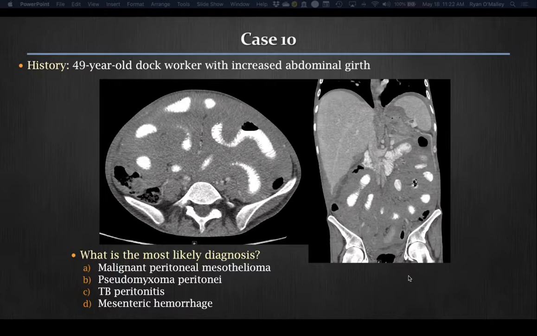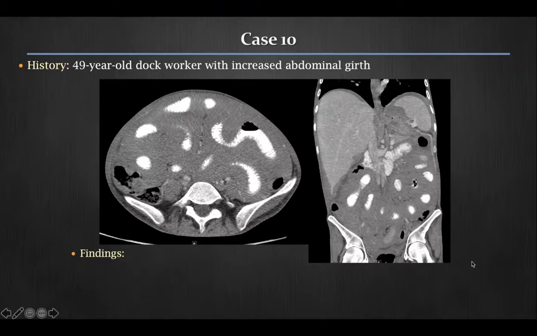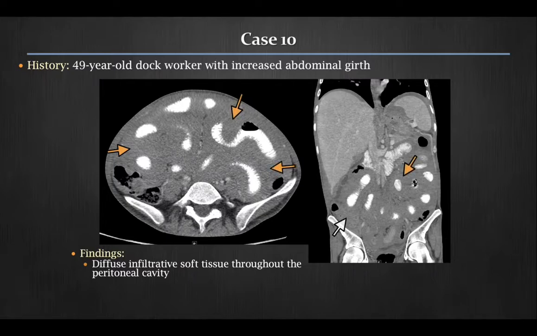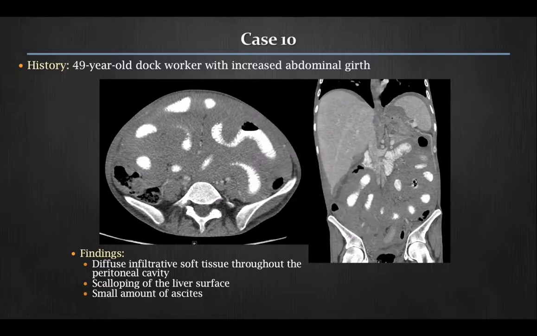This was a 49-year-old dock worker with increased abdominal girth. The findings for him: diffuse infiltrative soft tissue throughout the peritoneal cavity, with some soft tissue scalloping along the liver surface and a tiny amount of ascites. One thing that may not be obvious if you haven't seen things like this many times, but that I want to emphasize, is that all of this throughout the peritoneum and the omentum is soft tissue. This is not ascites and this is not fluid.